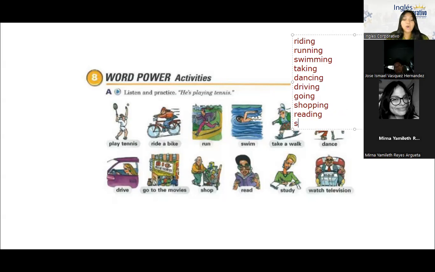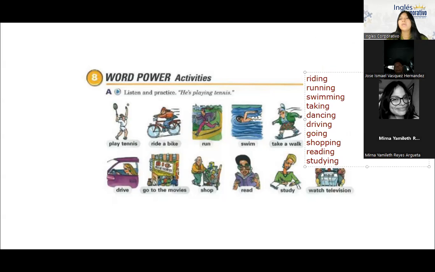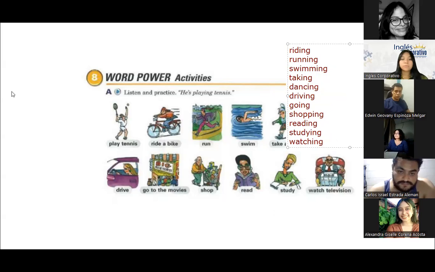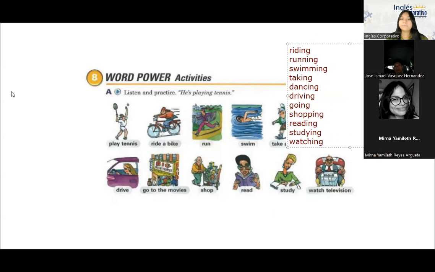He's studying. Ok, con estos verbos que tienen una Y, no se le va a quitar esa I. Se va a dejar así y solo se le va a agregar ING. Únicamente se le agrega el ING. Ok. And the last one. Watching television. Ok. So, en este caso, solo se le agrega la ING. ¿Tiene alguna pregunta, alguna duda, algo que no esté claro? No. Everything is good. Okay. Very good.